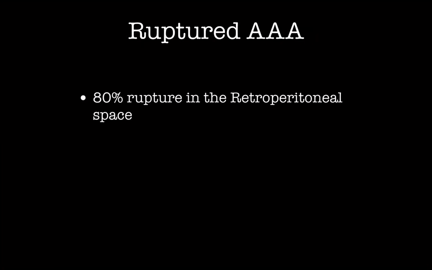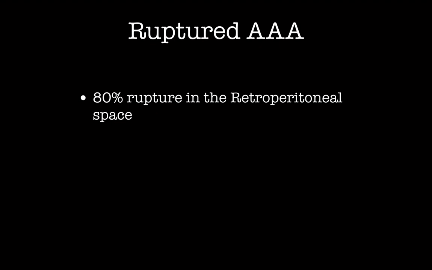Now here's a couple of facts to remember about ruptured AAAs. 80% of them that make it to the hospital are a retroperitoneal rupture. Remember that the aorta is a retroperitoneal structure. If the aorta ruptured into the abdomen, then you would have no compression to help keep the blood in the vessel, and it would spill out into the abdominal compartment and you would die immediately.